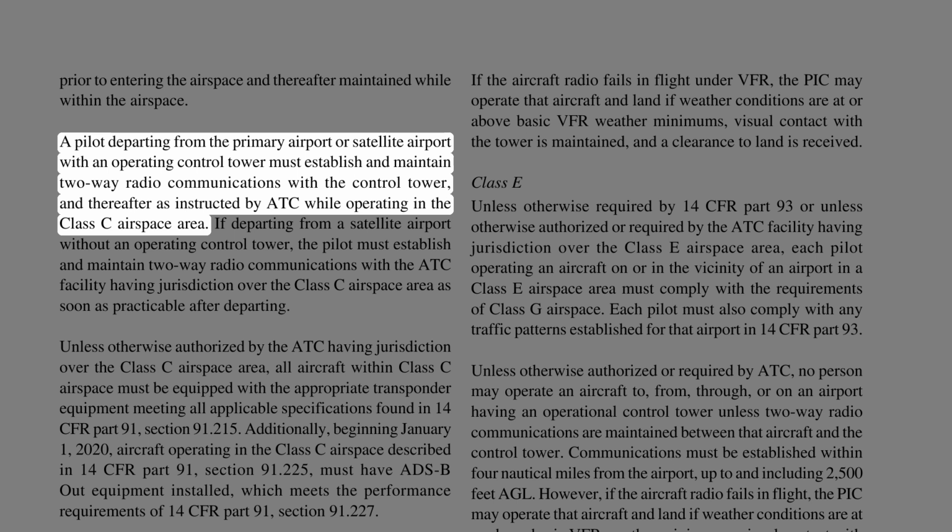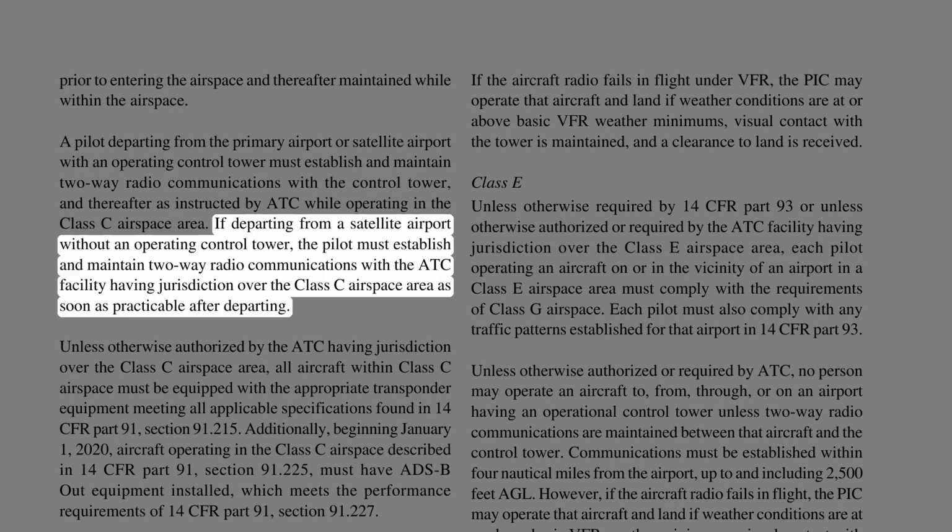A pilot departing from the primary airport or satellite airport with an operating control tower must establish and maintain two-way radio communications with the control tower, and thereafter as instructed by ATC while operating in the Class C airspace area. If departing from a satellite airport without an operating control tower, the pilot must establish and maintain two-way radio communications with the ATC facility having jurisdiction over the Class C airspace area as soon as practicable after departing.